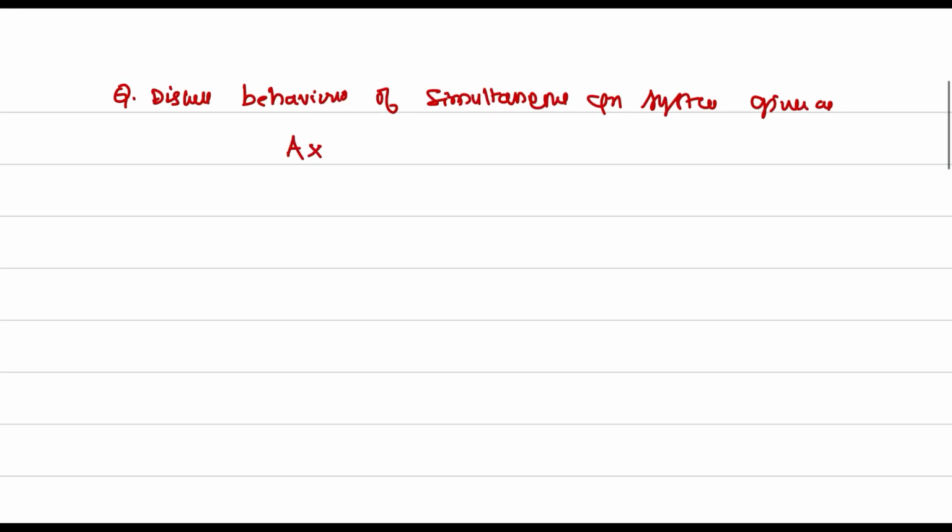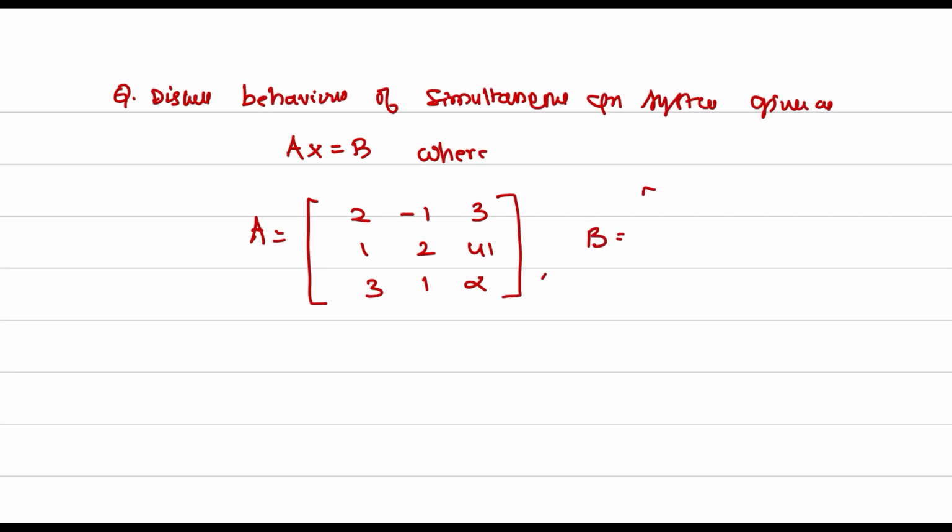The question is, discuss the behavior of the simultaneous equations system given as Ax = B, where A is equal to the 3x3 matrix 2, 1, minus 1, 3, 1, 2, 41, 3, 1, alpha, and B is equal to 5, 6, beta, and X is equal to X, Y, Z.